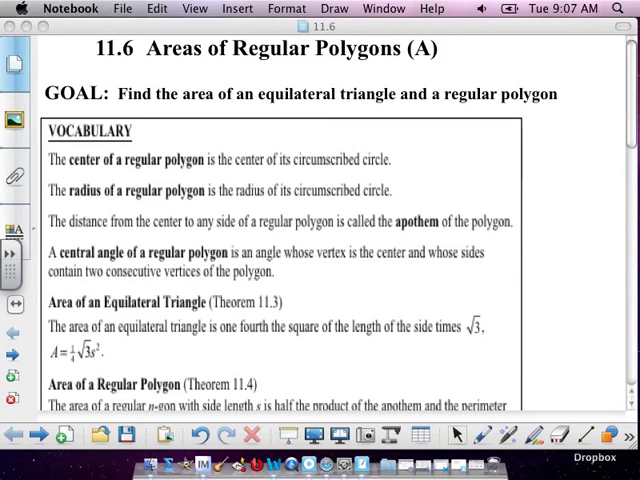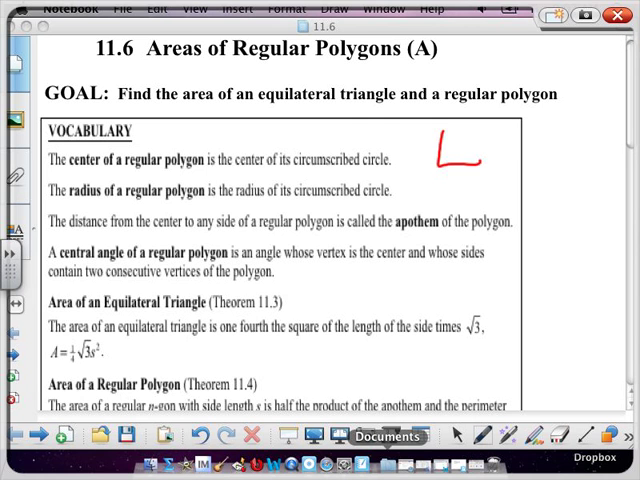Okay, we're talking about areas of a regular polygon. We're going to find the area of an equilateral triangle and then find areas of regular polygons. The center of a regular polygon is the center of a circumscribed circle. So that means if we've got our shape, for example, like a rectangle, it is inside the circle, and the center is the center of that circle. It's like the shape is encompassed in it.